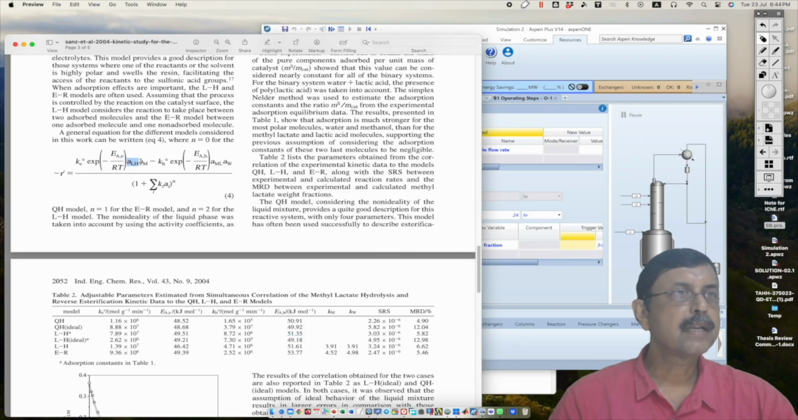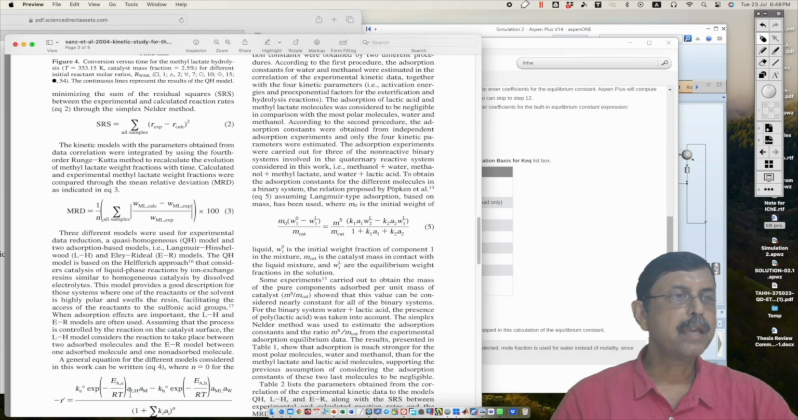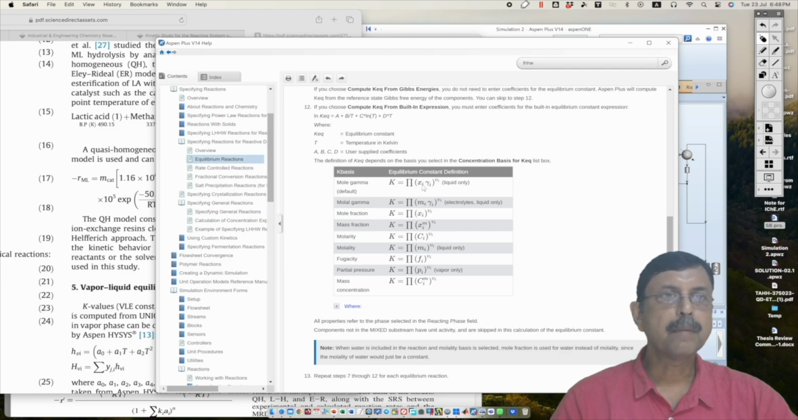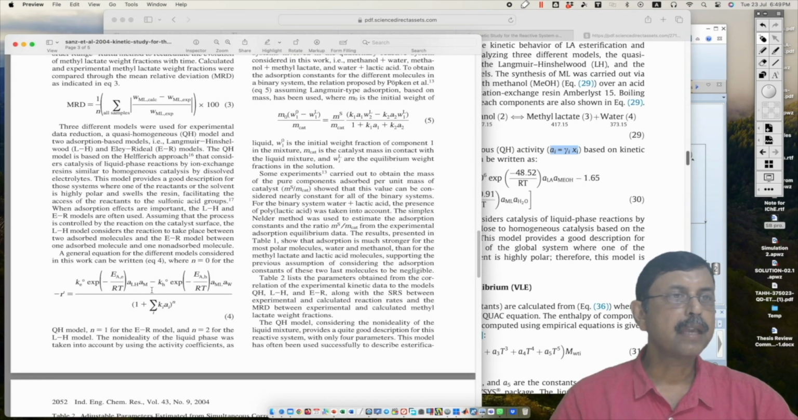Now these are the activity models. Here a_i is equal to gamma_i into x_i. So gamma_i into x_i is for the mole gamma basis, so we have to choose the mole gamma factor over here. That will be for LH and AML and AW; for that, mole gamma will be necessary.